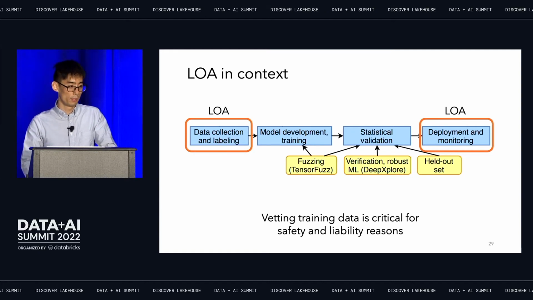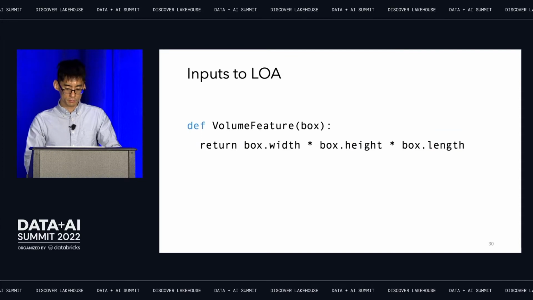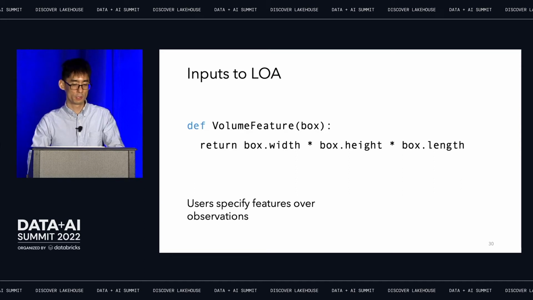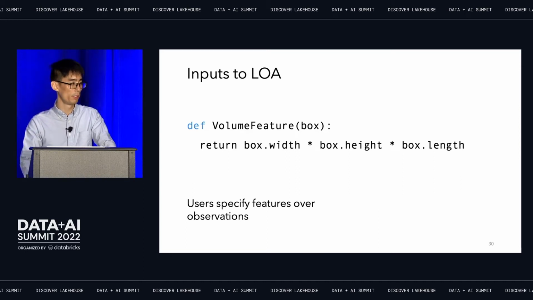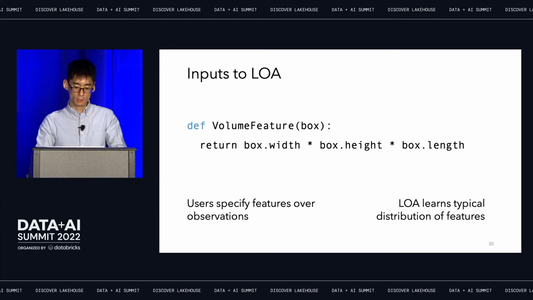So instead of having users manually specify when errors might be occurring, LOA works slightly differently. The application user will specify features over observations. For example, this volume feature, like I'm showing here, which computes the box volume of a 3D LiDAR box. Then, under the hood, LOA will learn typical distributions of these features.